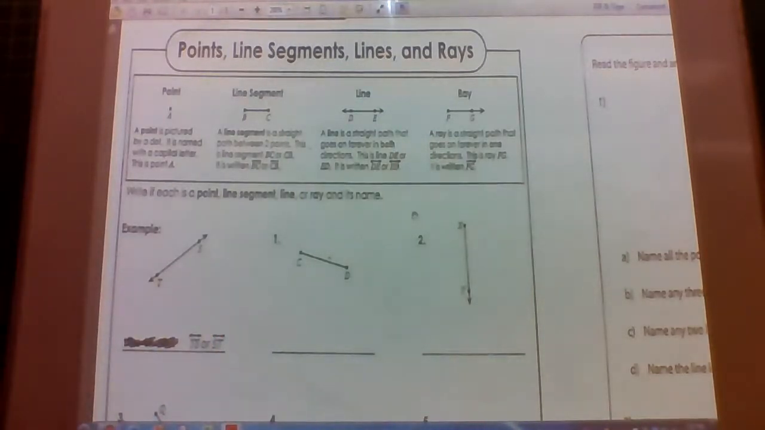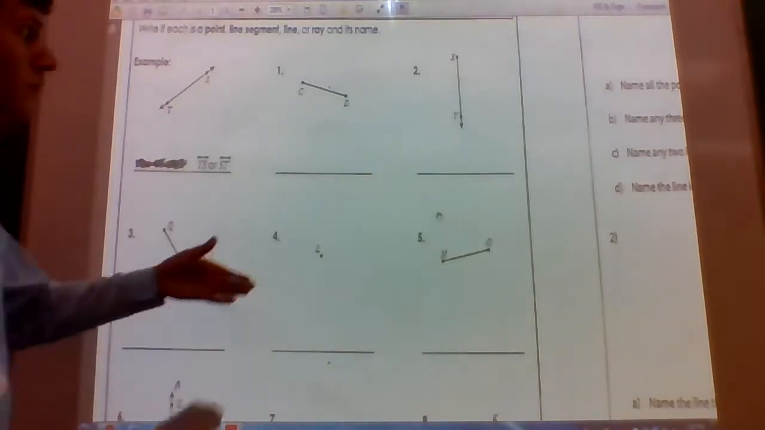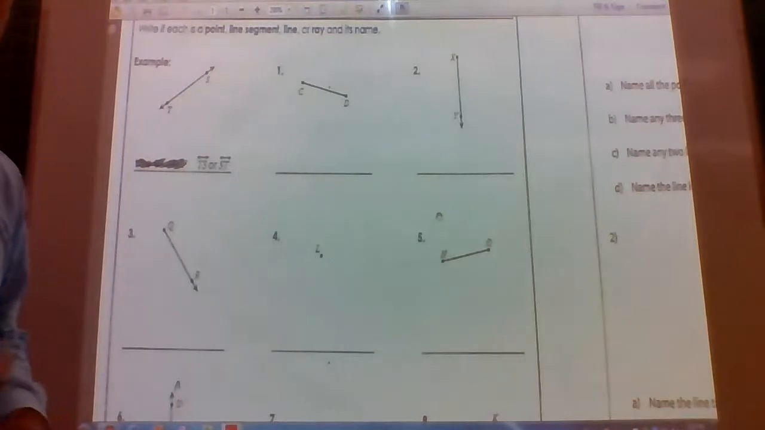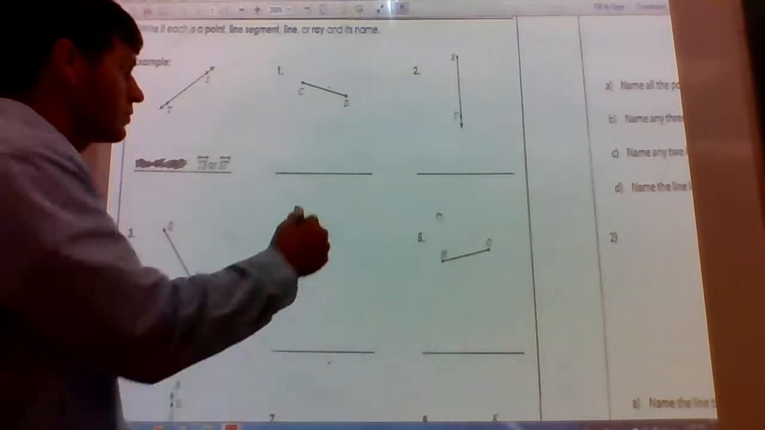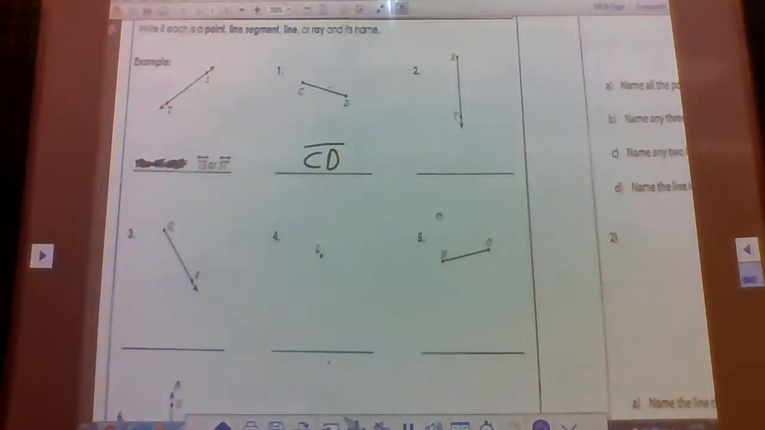So for number one, we have to first determine if it's a segment, a ray, or a line, and then we have to name it. CD here has two endpoints, endpoint C and D, so it's a segment. We name it using the two points, CD, and we want to put a line over it, indicating the segment.